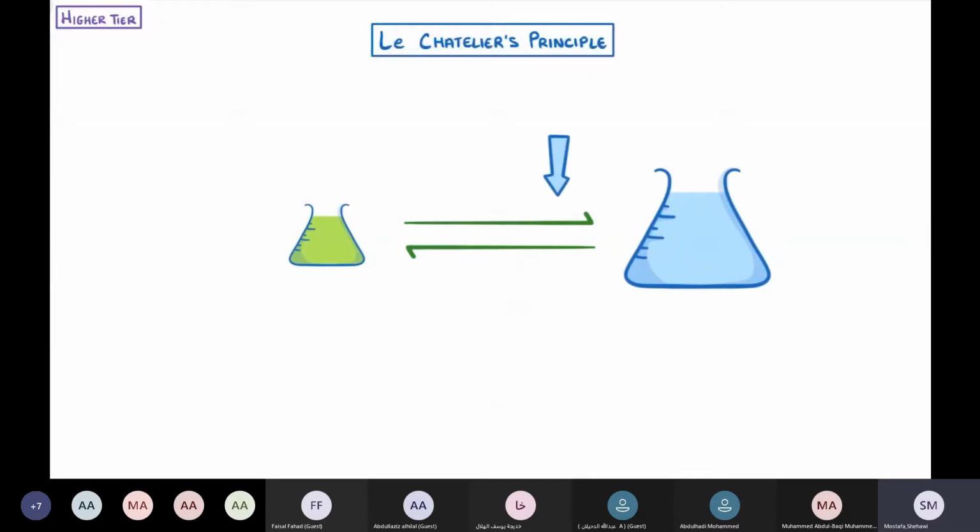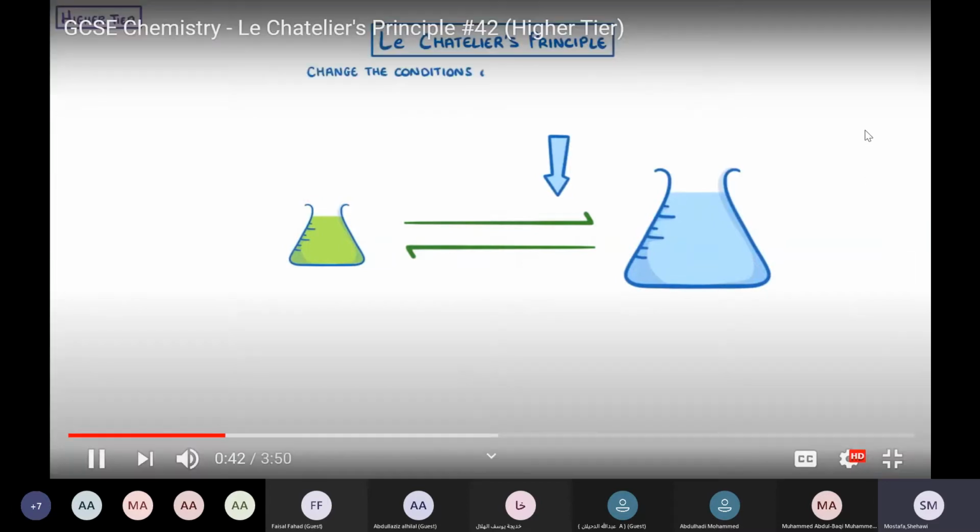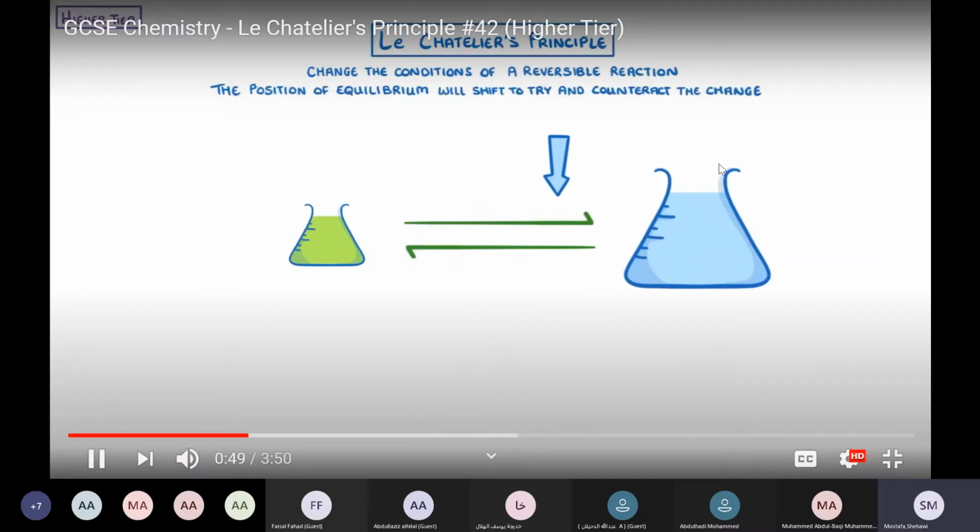Now, Le Chatelier's principle is the idea that if you change the conditions of a reversible reaction, then the position of equilibrium will shift to try and counteract that change. So we will make a change to the conditions of the chemical reaction, and according to this change, the position of equilibrium will change. And so we can use this principle to predict what will happen when we change the conditions.